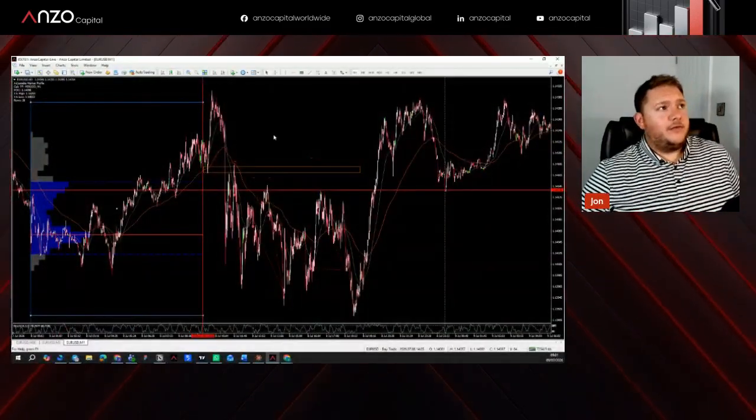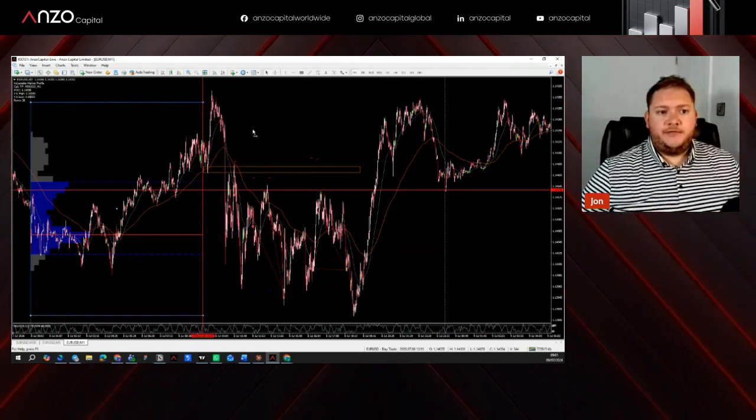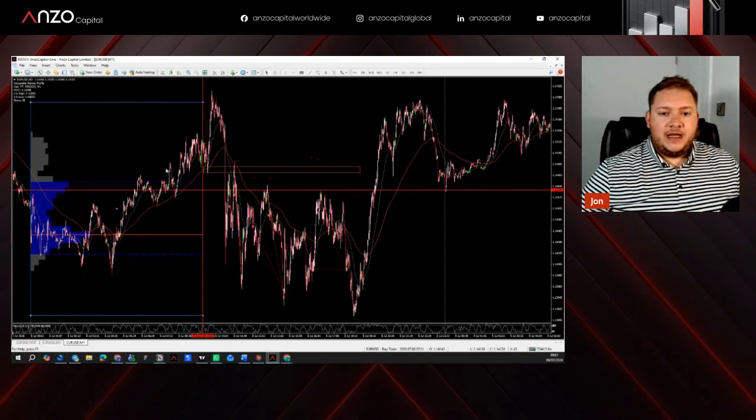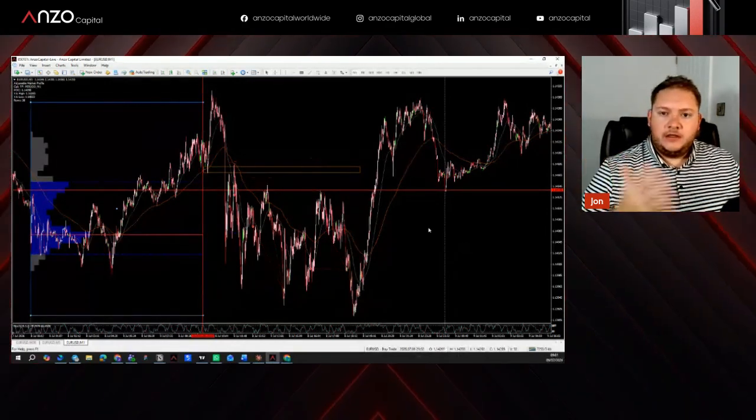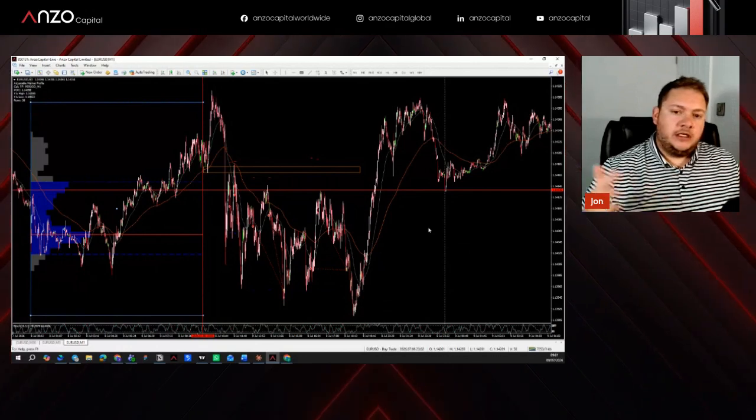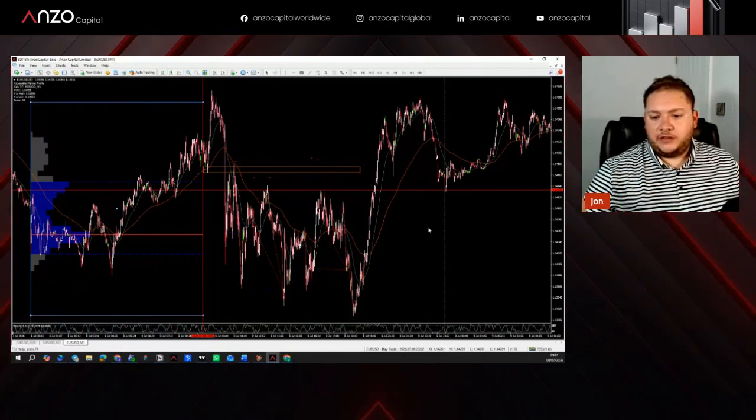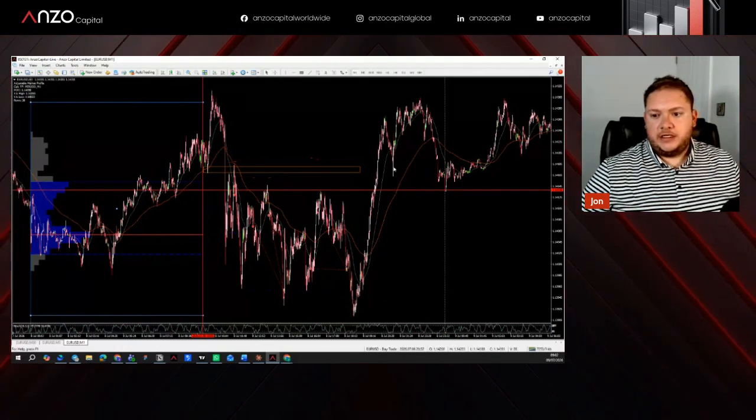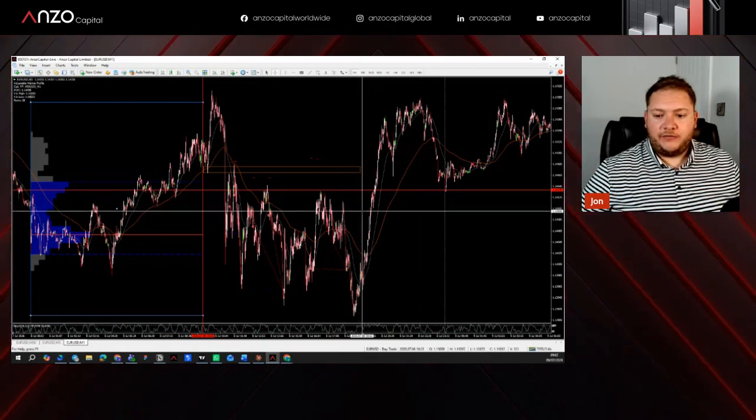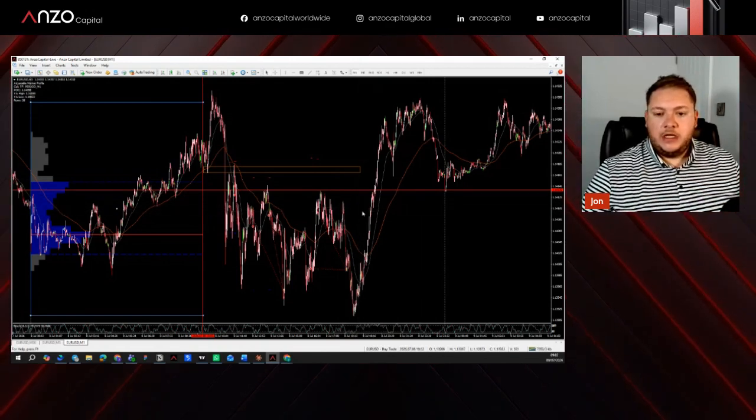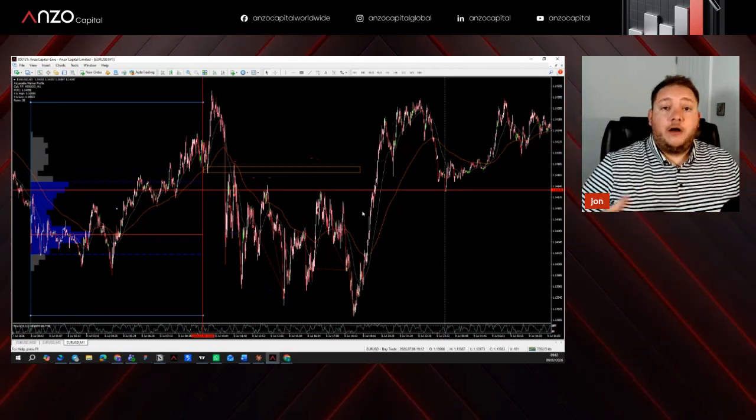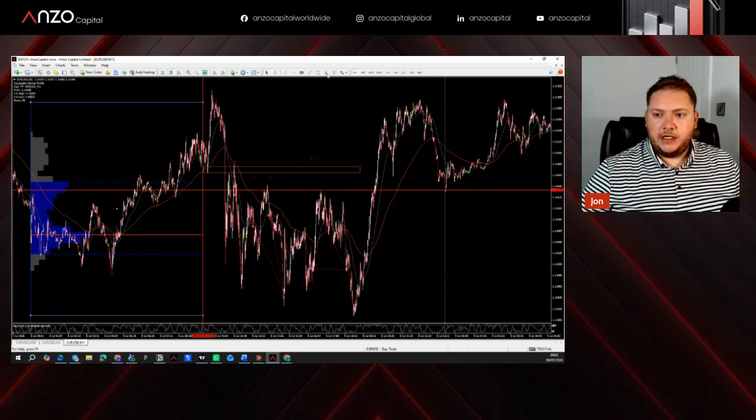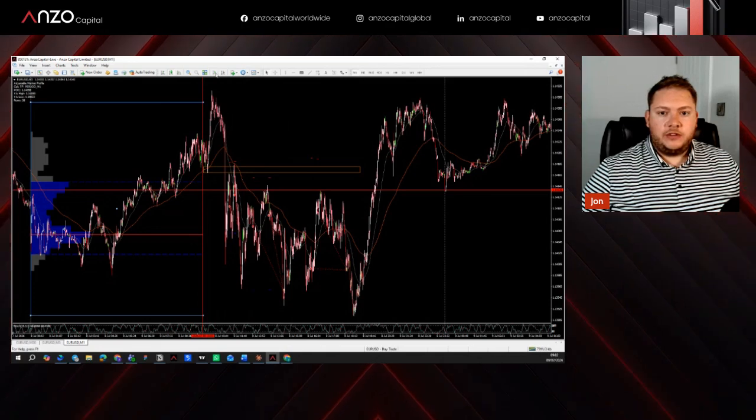Here you can see I have my Anzo Capital live trading account, and these are all the trades that I took yesterday. I traded pretty much from London open all the way through to New York close, essentially, or at least halfway through the New York session. I was looking yesterday to see how the market would shape up. So let me show you my usual layout.